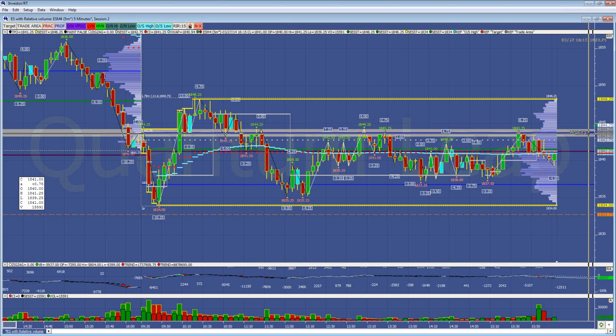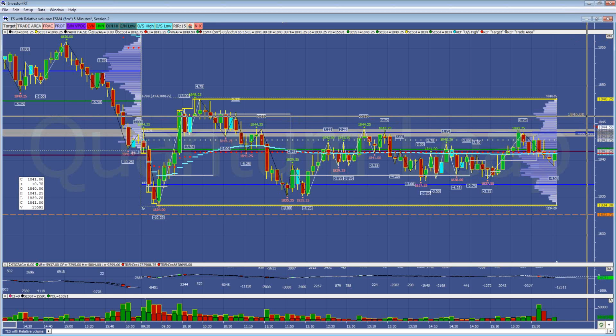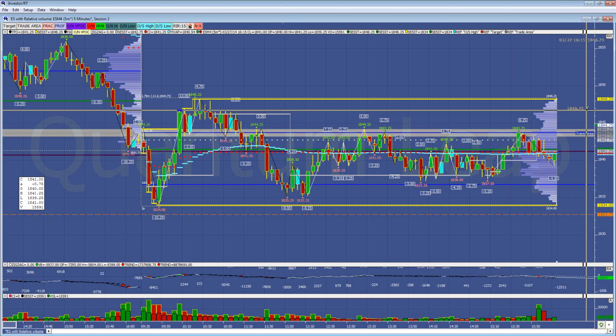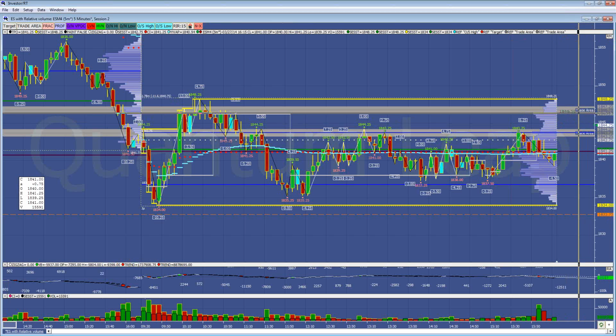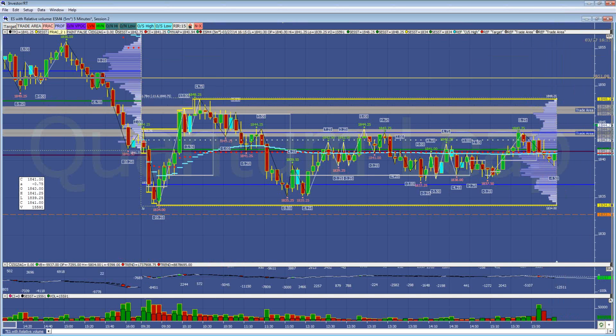If we get down here and responsive buyers step in and hold us outside of value, then I'm looking for that rotation back up to get above this 46 area, this 46.75. And then if we get above 46.75, a rotation up to test the range high from the RTH session yesterday at 48.25. That will be our main target above us.